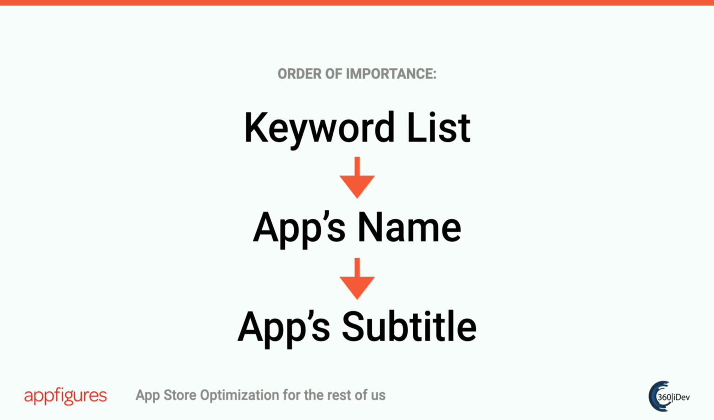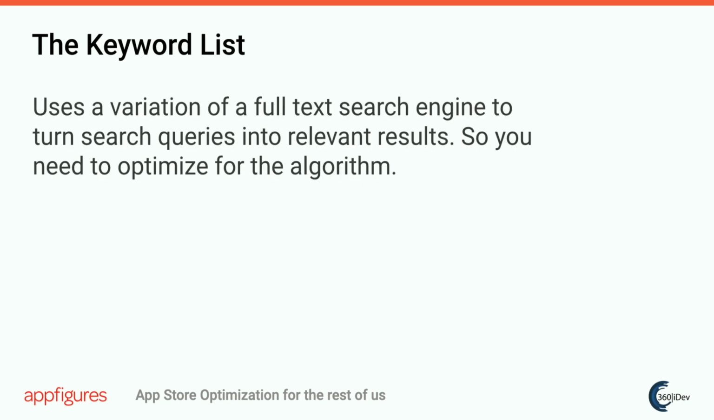So you have the keyword list in App Store Connect. I'm sure you've seen this before. The text box that no one knows what to do with. And the tooltip is really not helpful, for the record. You have the app's name, which is what everyone sees, but also what Apple really puts a lot of emphasis on when they try to figure out where to rank you. And then you have the subtitle, something that is unfortunately not used as much as it should be.